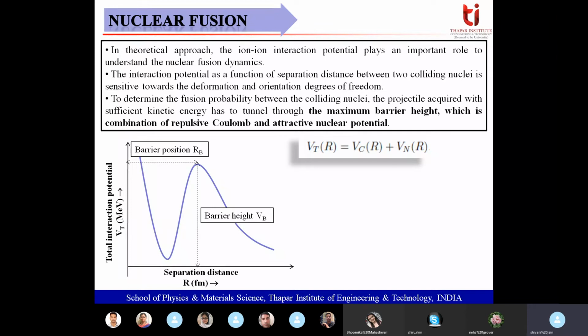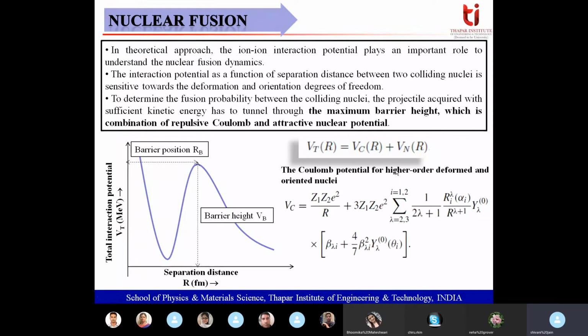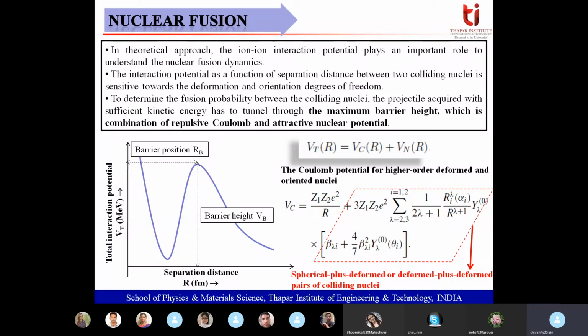Now this barrier height, which is a maximum height, is the combination of Coulomb and nuclear potentials. Here, the Coulomb potential for higher order deformed and oriented nuclei is expressed as this expression. Here, the first term is for spherical plus spherical pairs of colliding nuclei, and the second term is for spherical plus deformed or deformed plus deformed pairs of colliding nuclei.